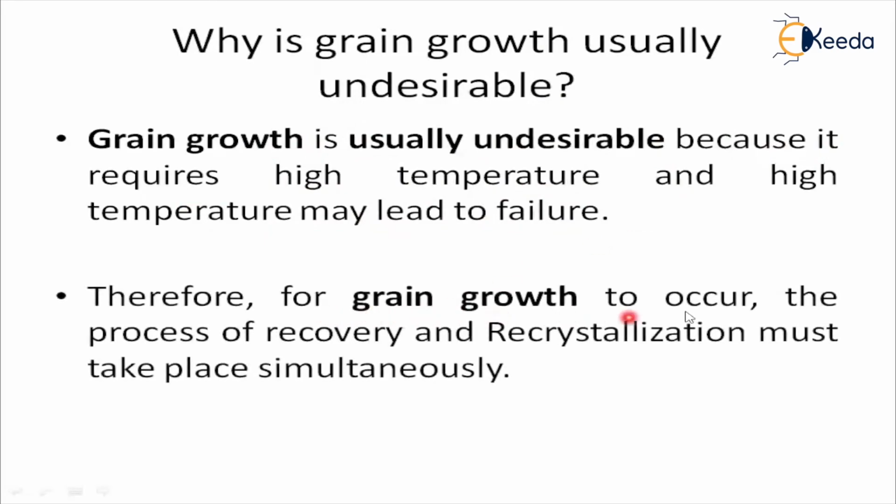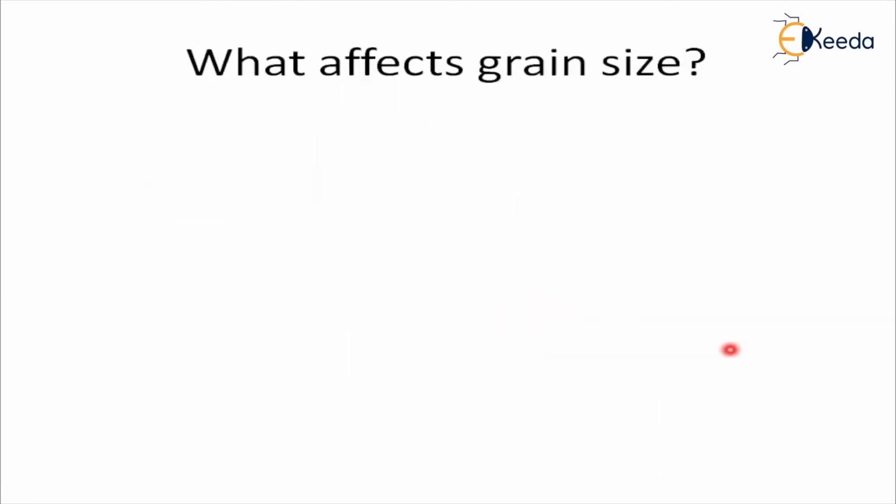So for grain growth to occur, the processes of recovery and recrystallization must take place simultaneously. So to avoid failures, the first stage, recovery, and the second stage, recrystallization, must be done simultaneously. Here we are using the word grain size.